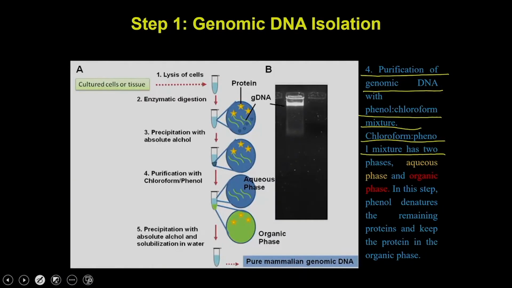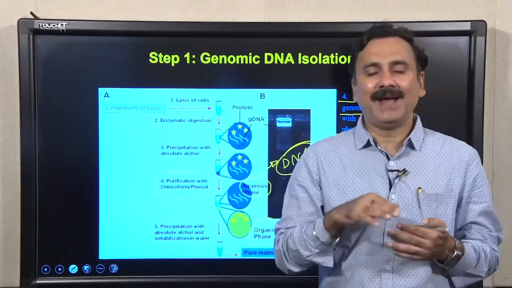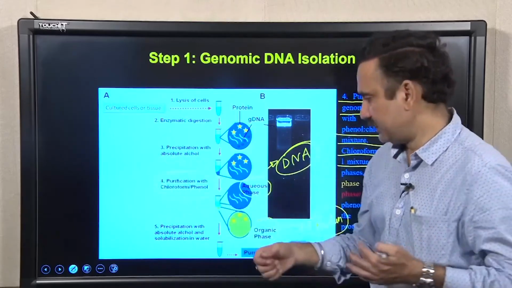As you can see here, when you add the chloroform phenol mixture to the precipitated DNA, it forms two layers. One is called the aqueous phase, the other is called the organic phase. The organic phase is mostly going to have all the protein that has been precipitated by the chloroform phenol mixture, and the aqueous phase is going to contain the DNA of your interest, which means the genomic DNA. Now you have to remove the aqueous phase without disturbing the organic phase, and collect that into separate tubes.